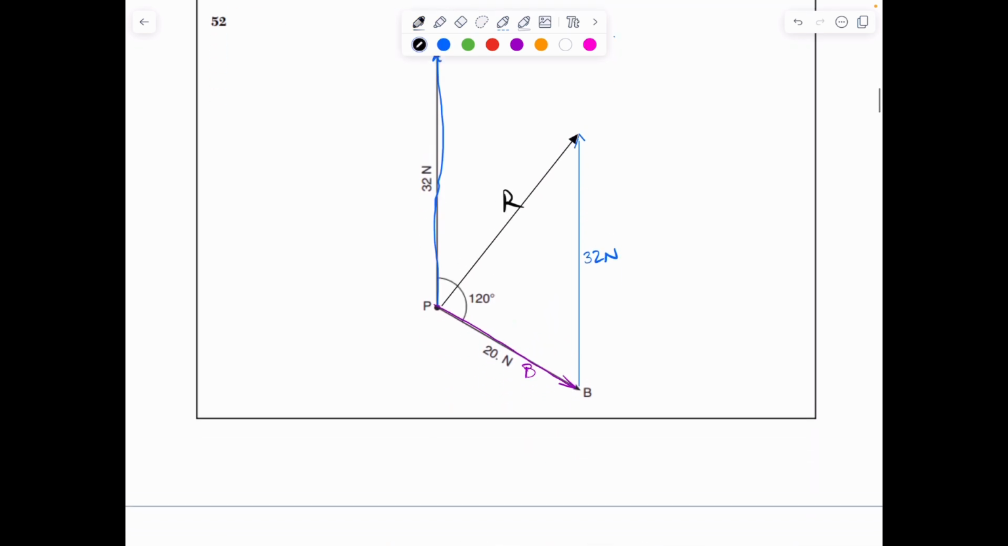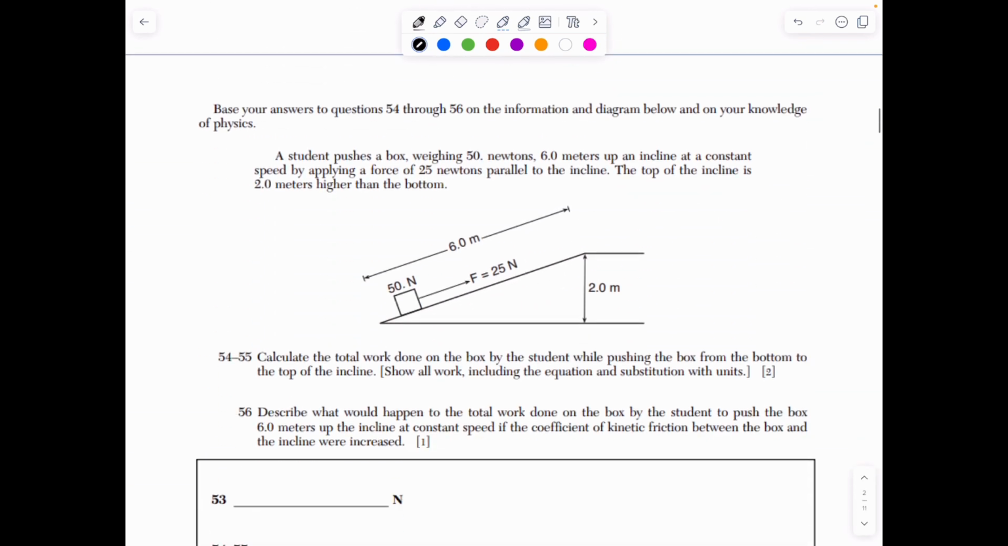I don't have the blank for 53, so let's just throw that down here. 53 has a blank line and newtons here because they're giving you your units, and all you would have to say is 28 because that's 7 centimeters times 4 gives us 28 newtons. So there we go. That's our first set of questions. Let's move on to the next one.